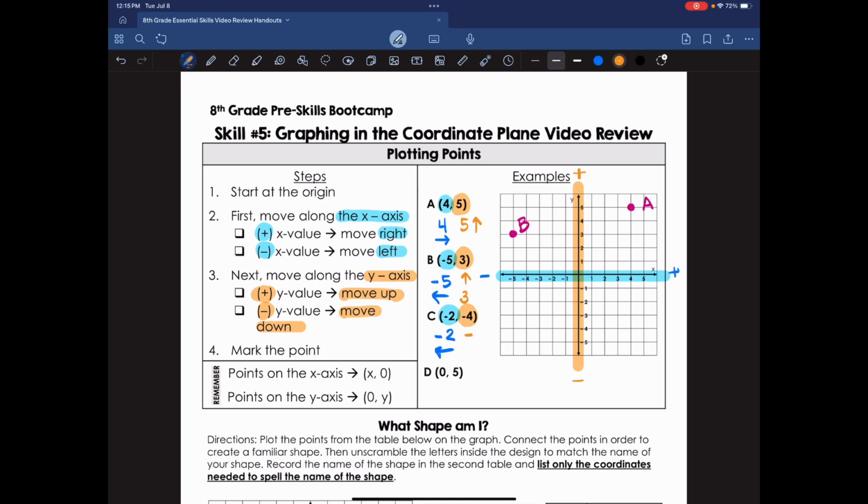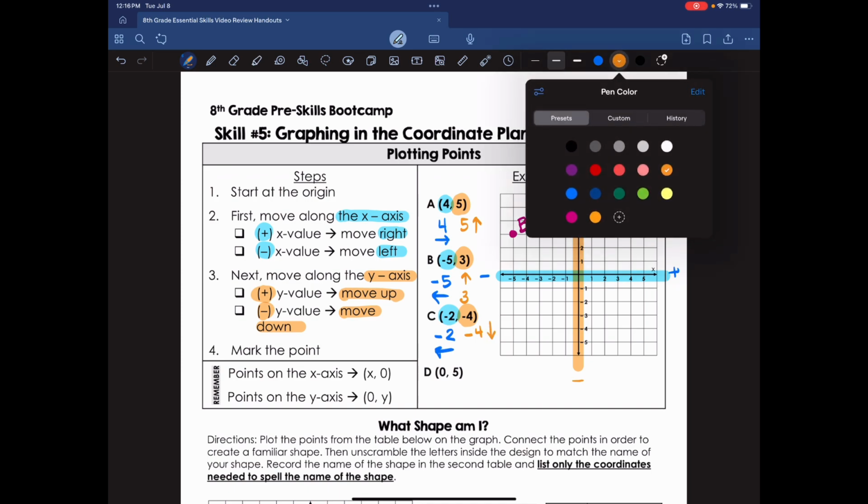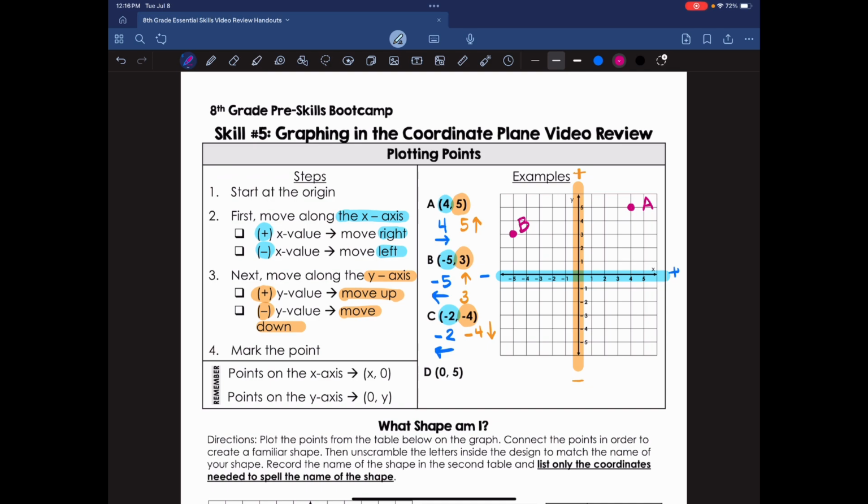Y is a negative 4. So a negative y is below the origin, which means you're moving down. And if we put those two together, starting at the origin, you go left 2, down 4. You're going to be right here, and this would be quadrant 3, where both of our x-axis and our y-axis are negative.